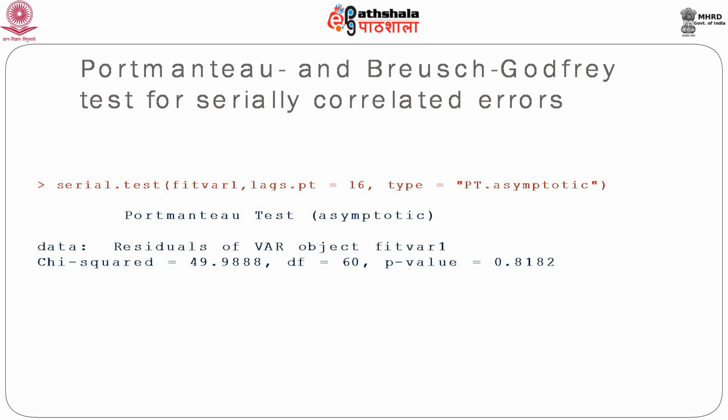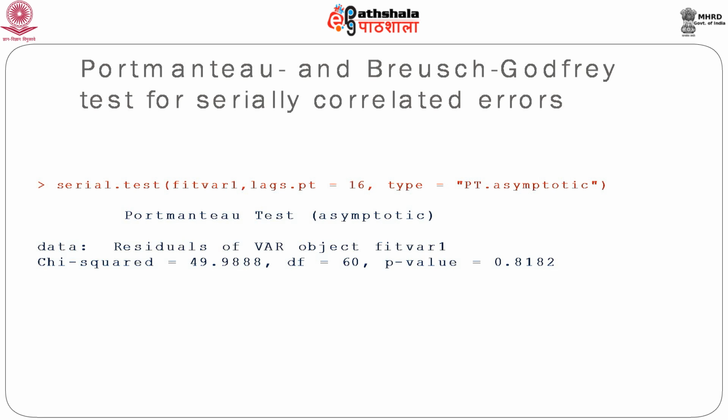You also can test this with functions. A few diagnostic test functions are available. You can test for serial correlation with the serial.test function, available in the vars package, where feed var1 has to be passed, and then you need to mention the lag points and the type. I mentioned PT.asymptotic; that is one type of test statistic, and the default is different, but I mentioned this. For further help, you can get the help of serial.test. All the other options are available, and you can choose whichever you prefer.